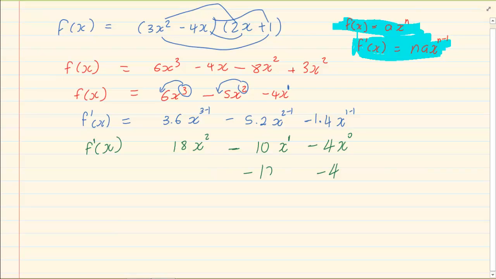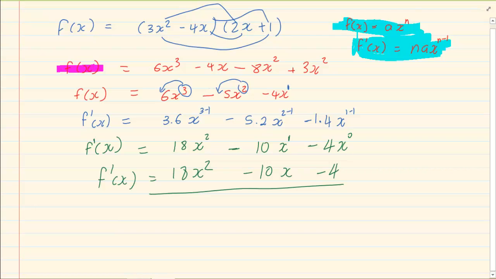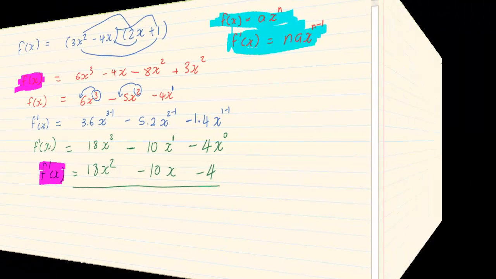So our final answer is 18x squared minus 10x minus 4. This is the derivative. So you must look at the beginning and the end. Can you see how different they're written? Right, let us do another example.